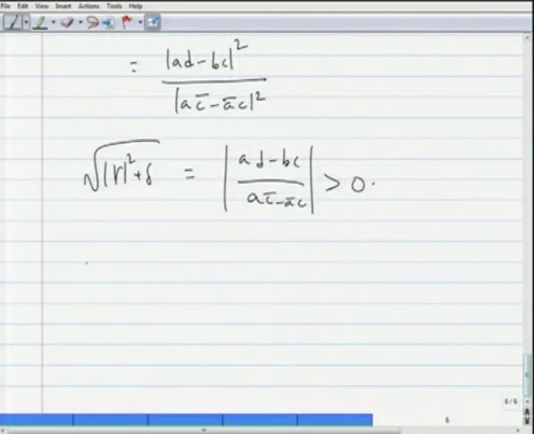So the locus of W is a circle in either case. It is a generalized circle on the Riemann sphere. So you have straight lines in the complex plane union infinity, or you have circles.